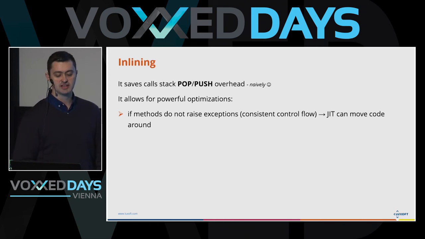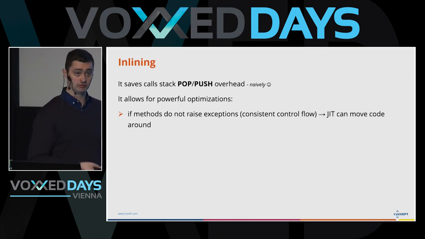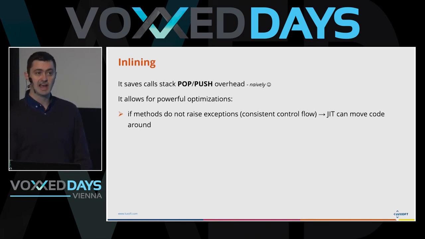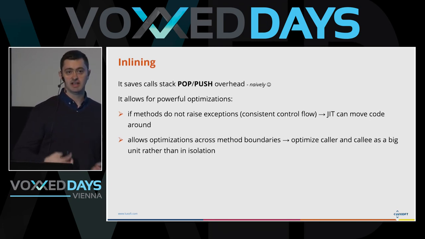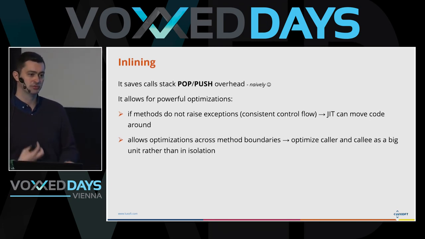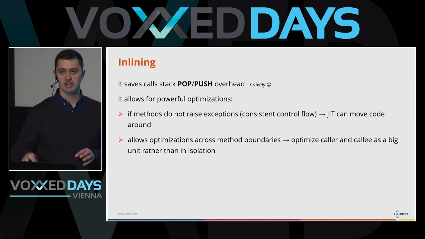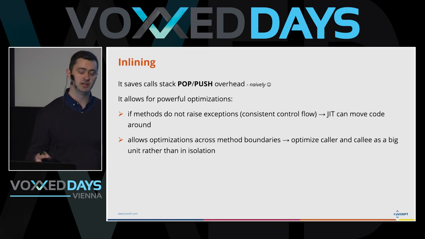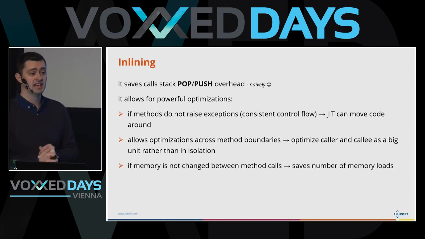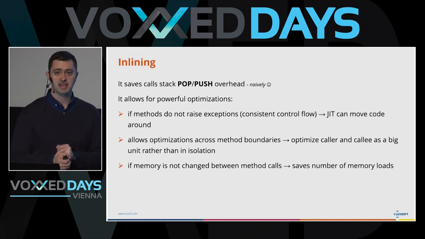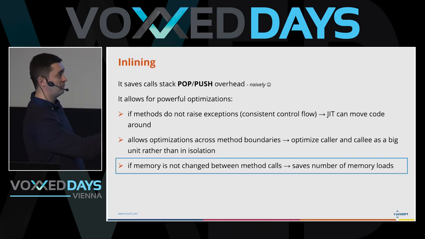The first one is about the consistent control flow of the code. If the just-in-time compiler sees that the flow of the code is consistent, it is able to move it around and deal with optimizations. It deals a lot with optimizations across boundaries, for example, caller and callee. If the caller and the callee can be inlined together inside a big piece of code, it does optimizations. And as well, if we can inline something, in some cases it saves the number of memory loads.